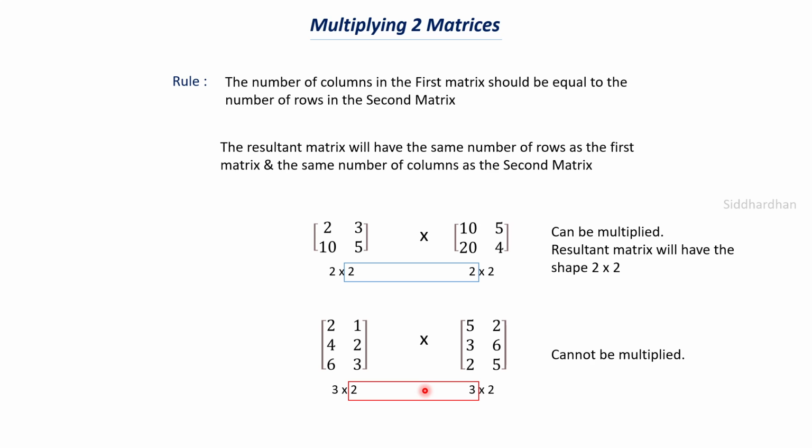So this is the main thing we need to take note of: if we want to multiply two matrices, the number of columns in the first matrix should be equal to the number of rows in the second matrix. This is the main condition for multiplying two matrices. So now we have understood the condition. Now let's see how we can multiply two matrices.